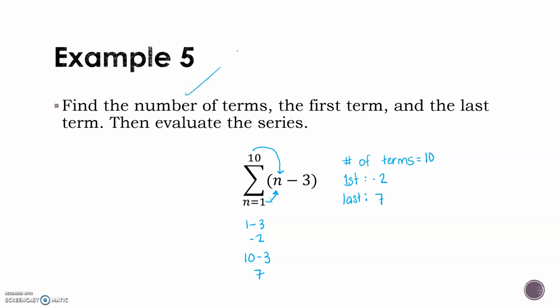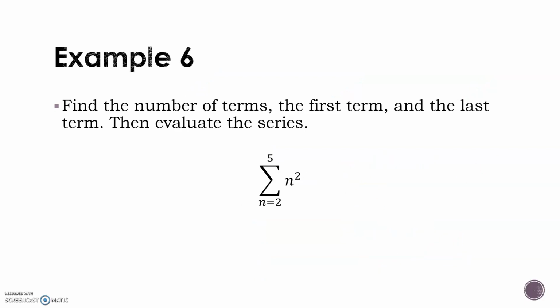So there's the first part. I said number of terms, first term, last term, then evaluate. So now these are all the pieces that I need to keep using our formula. So we're going to say s sub 10, because there's 10 terms. It's going to be 10 over 2 times 2 plus 7. Well, 2 plus 7 gives me 9. 10 divided by 2 is 5. And so I'm going to have equals 5 times 9, which is 45. So this would be the evaluation of the series.